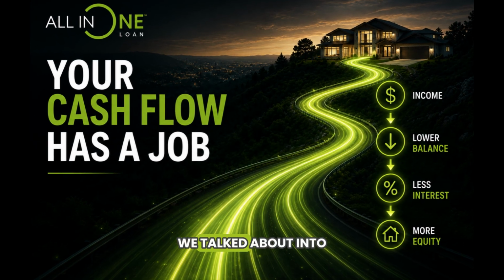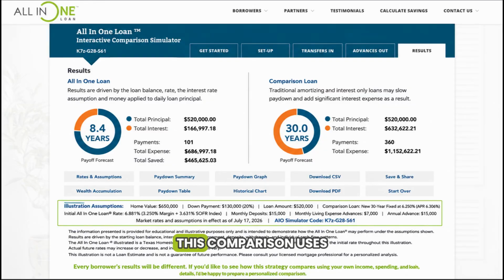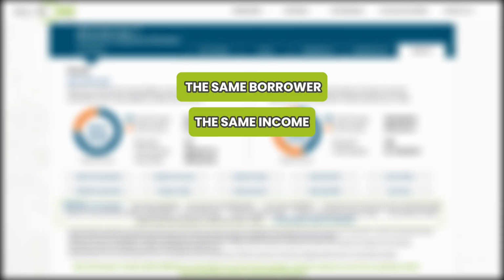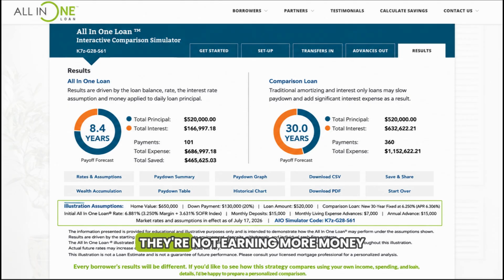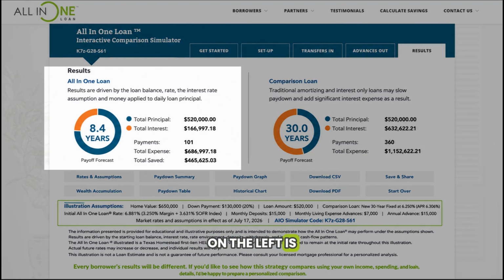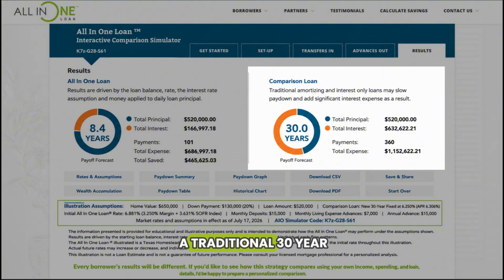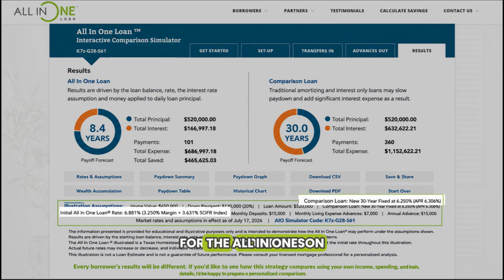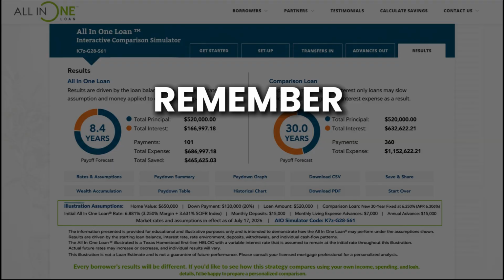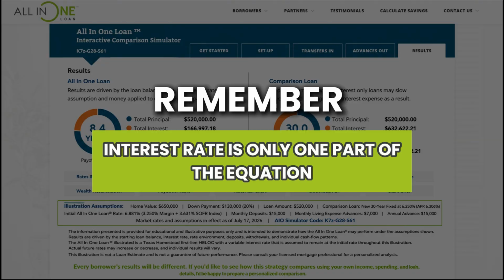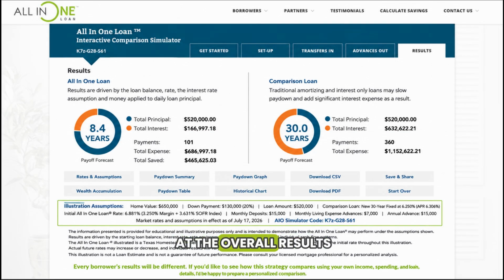Now, let's put everything we've talked about into a real-world example. This comparison uses the same borrower, the same income, the same home, and the same $520,000 loan amount. They're not earning more money or changing their spending habits. The difference is simply how their existing cash flow is working. On the left is the all-in-one loan. On the right is a traditional 30-year fixed mortgage at a 6.25% interest rate. For this comparison, the all-in-one loan begins with a higher interest rate than the traditional mortgage. Remember though, we've already established that the interest rate is only one part of the equation. Let's take a look at the overall results.